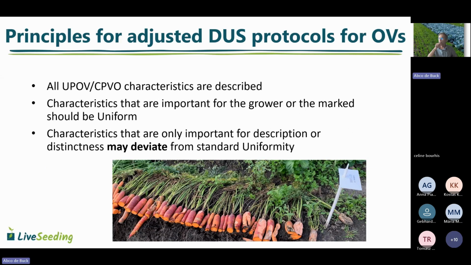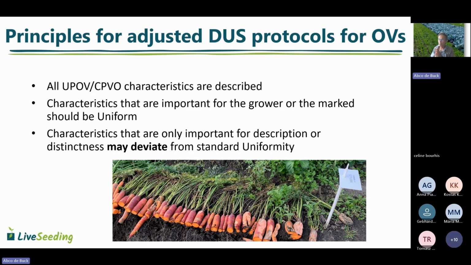The principles for adjusted DUS protocols for organic varieties are important to mention. All UPOV and CPVO characteristics are described by the examiner. Some characteristics should be uniform. The characteristics that are important for the grower and for the market, of course, they should be uniform. Otherwise, you will not be able to sell the variety. It will be of no worth for the market.